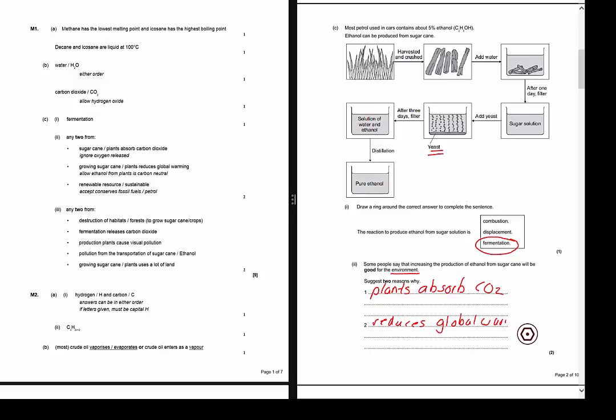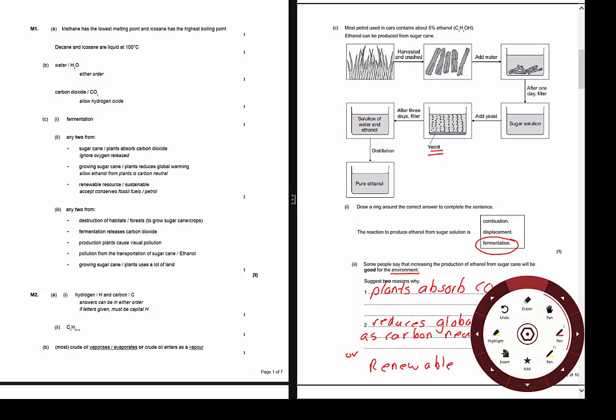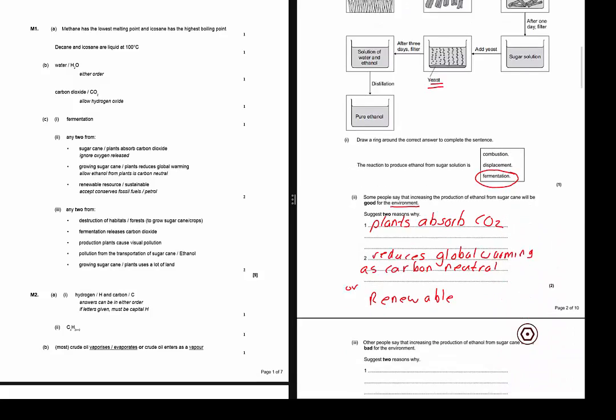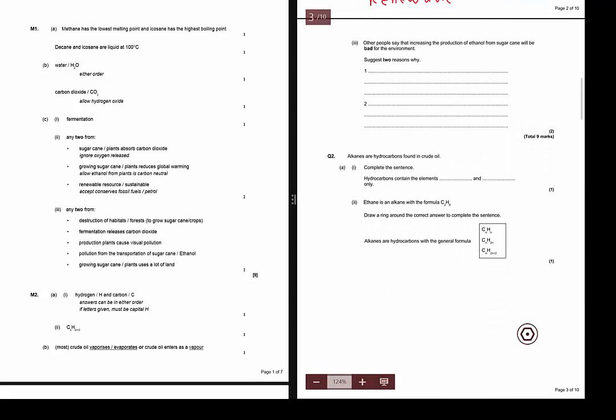Looking at the mark scheme on the left, you could also have growing sugarcane reduces global warming due to the absorption of CO2. Remember, we say the production of ethanol through fermentation is carbon neutral, so all the carbon dioxide released has been taken in through their growth.